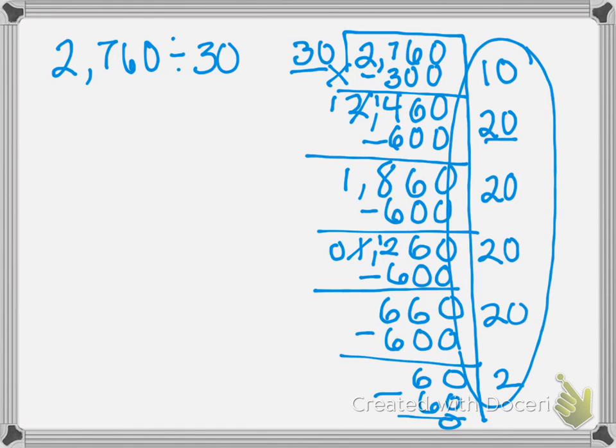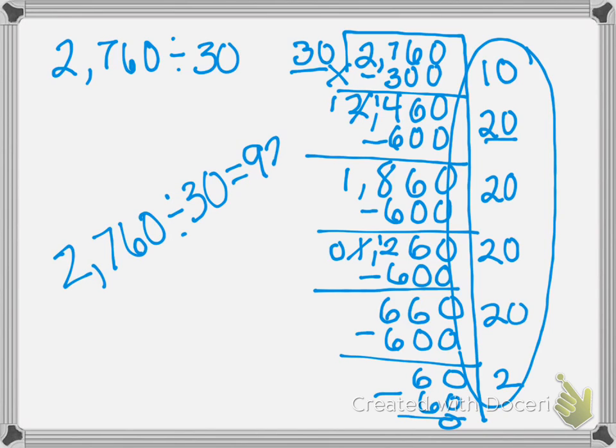So we're still not done. We want to add up our numbers. So we have 10 plus 20 is 30, 40, 50, 60, 70, 80, 90, 2. So 2,760 divided by 30 equals 92.